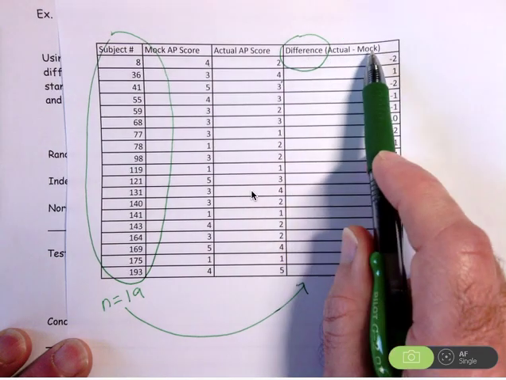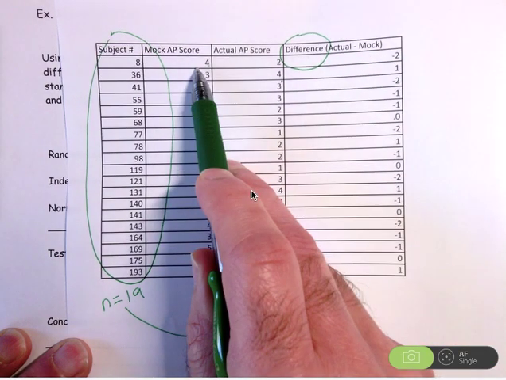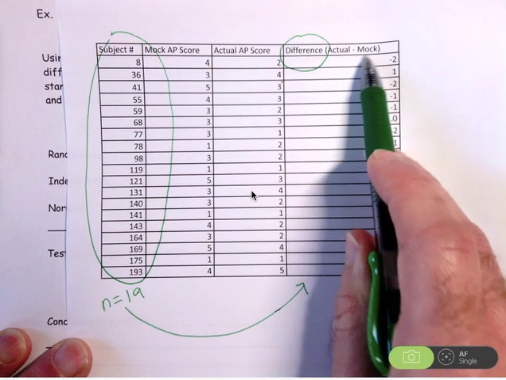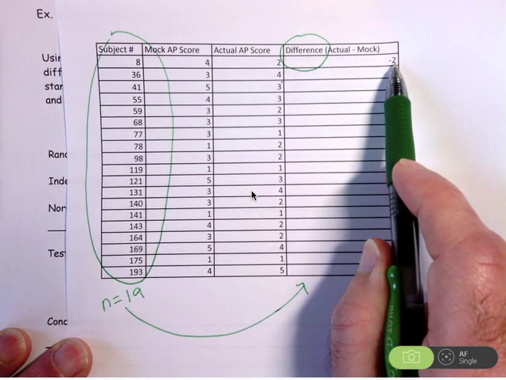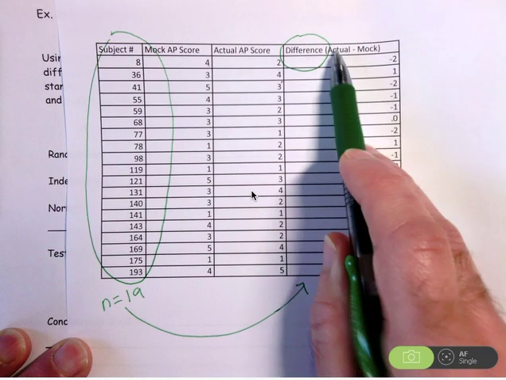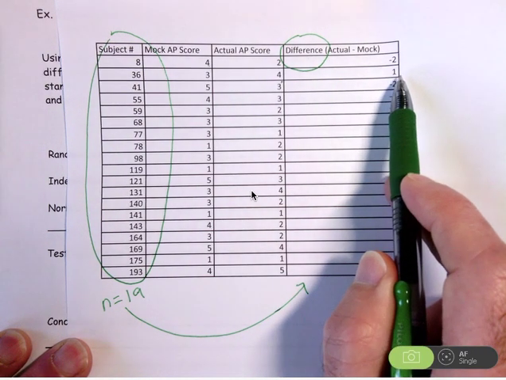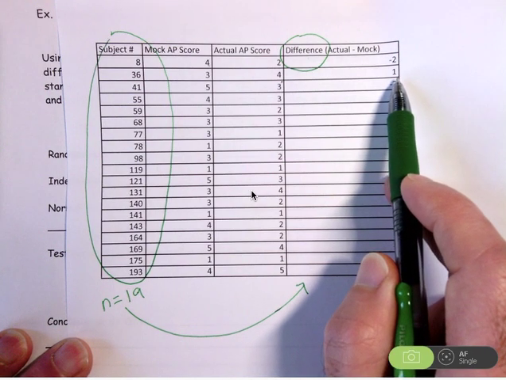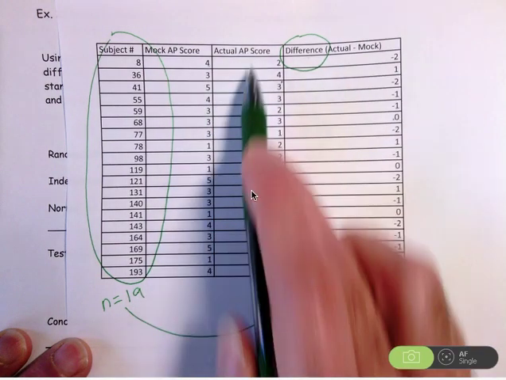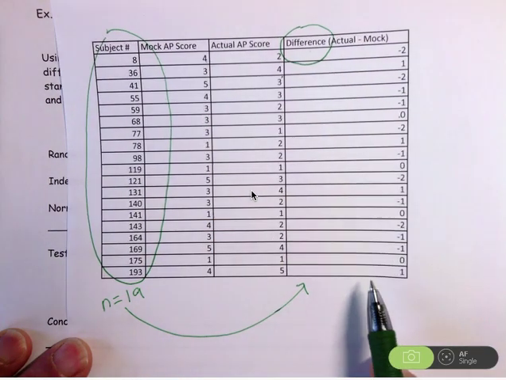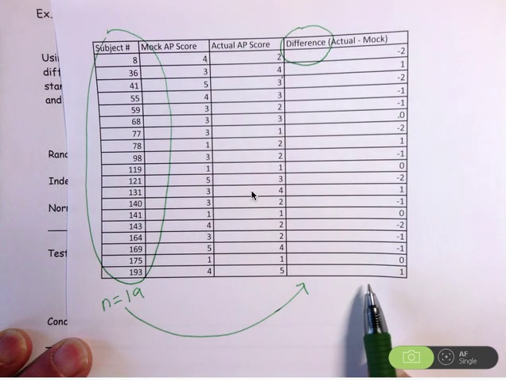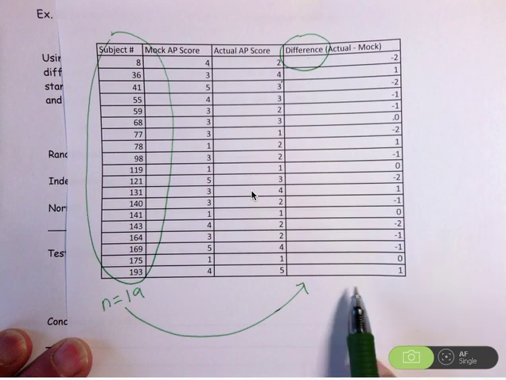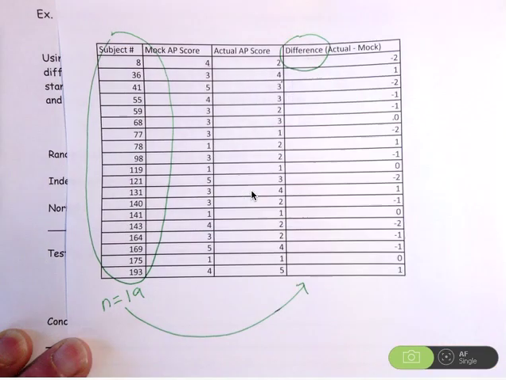So if we take the actual minus the mock scores for this first subject, 2 minus 4 is -2. So a negative difference means the mock exam score is higher. A positive difference here would suggest that the actual exam score is higher. So understand, in this context, I'm not worried about the individual mock scores or the individual actual scores. What I'm interested in are the differences. That's what I really care about.